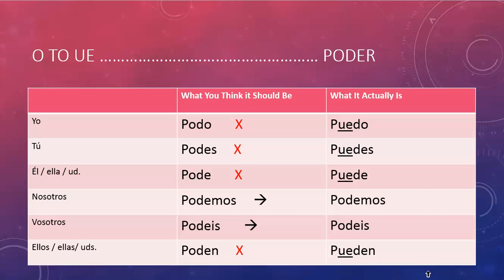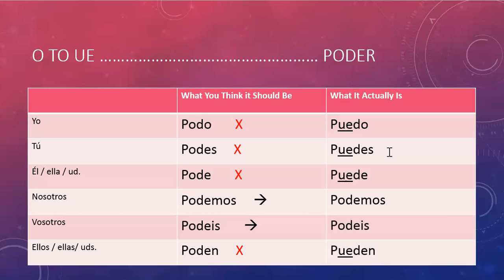You would probably be thinking, for tú, you would just take off the ER and stick on an ES, podes. That is not correct. Instead, you will take that O and change it to a UE, making it puedes. Él, ella, usted, you might have thought it was pode. It's not the case. It's going to be puede, P-U-E-D-E.